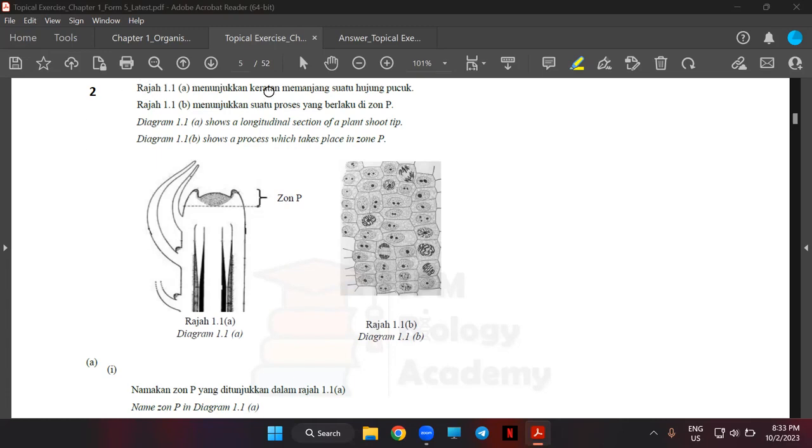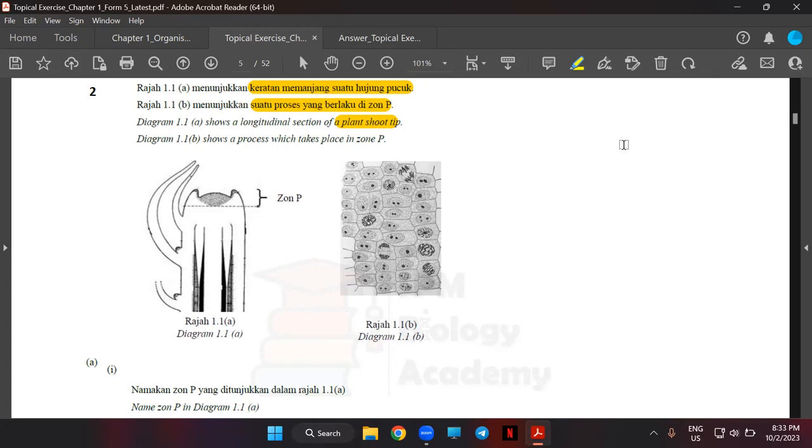Rajah 1.1a menunjukkan keratan memanjang satu hujung pucuk. Rajah 1.1b menunjukkan satu proses yang berlaku di zon P. Diagram 1.1a shows a longitudinal section of a plant shoot tip. So kalau hujung pucuk, plant shoot tip, we know already, oh, ini mesti primary growth. Yes or no? Remember, primary growth berlaku di shoot tip and root tip. Do you agree with me?